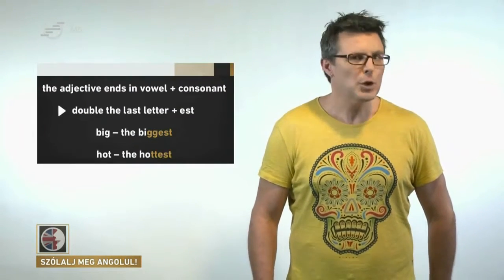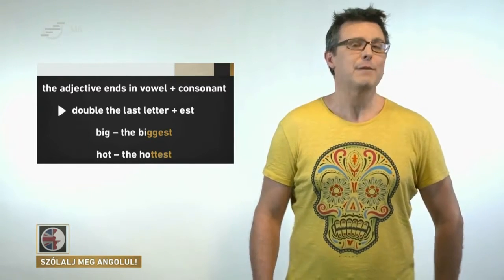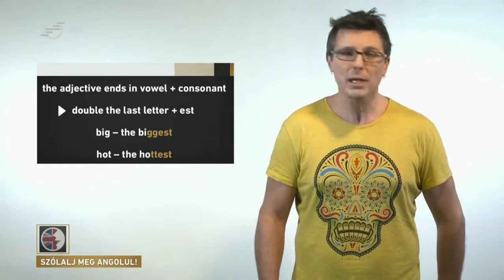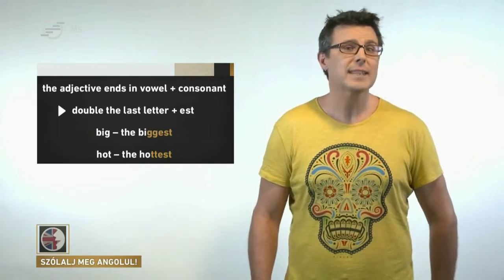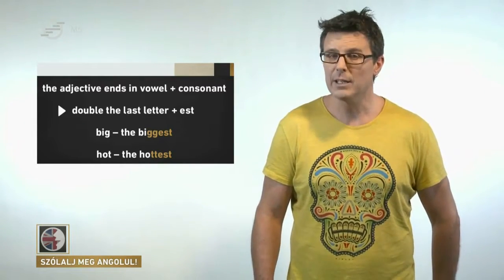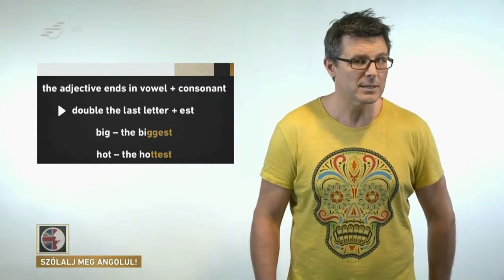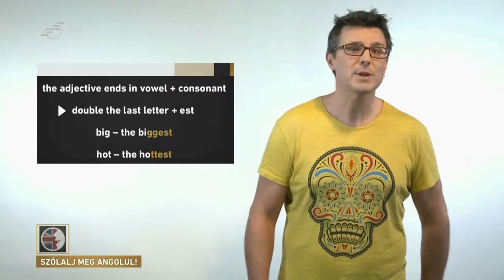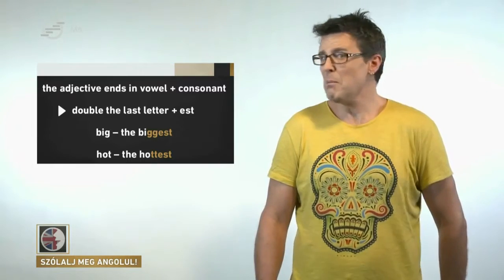Great! Now, what do you think happens if the adjective ends in vowel plus consonant? That's right. Just as we do with the comparative form, if the adjective ends in vowel plus consonant, the last letter doubles before we change the end. So big becomes the biggest, and hot becomes the hottest. Simple. Okay.